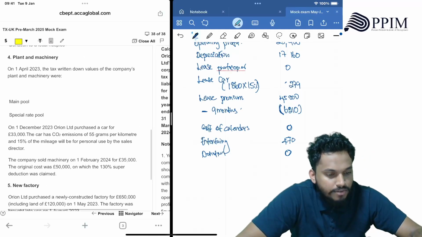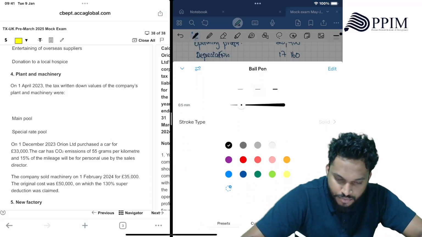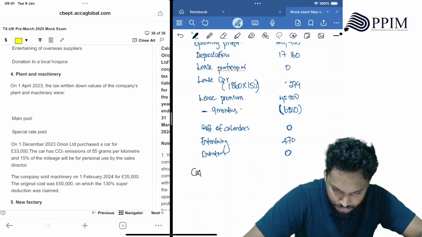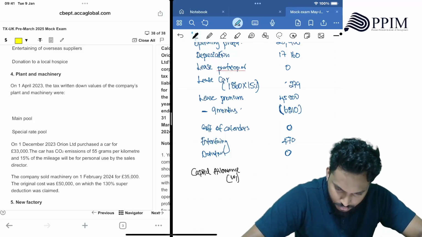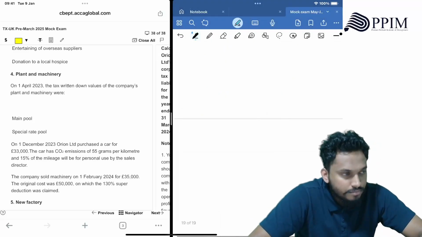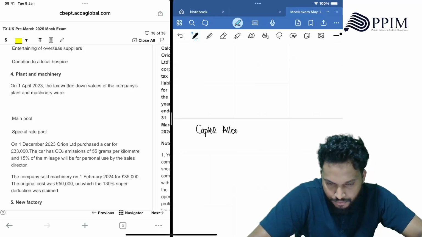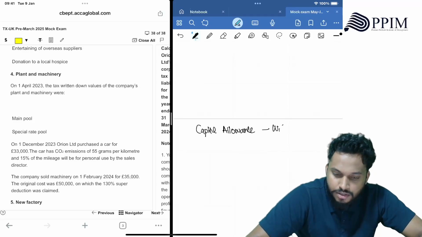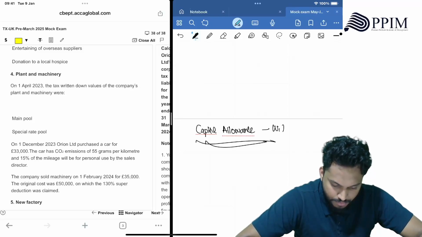Then you have your capital allowances. For capital allowances we need to do separate workings, no? I'll do a working. Working one: capital allowances for companies. Okay, so what are the things we have?